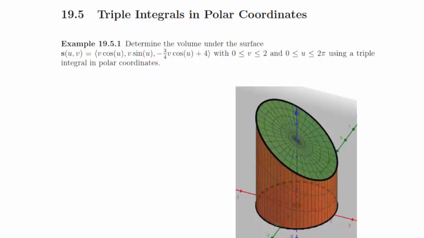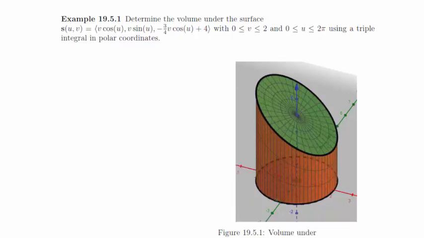Example 19.5.1: determine the volume under the surface, the vector function in two variables, s of u comma v equals the vector v cosine of u comma v sine of u comma negative 3/4 v cosine of u plus 4, with 0 less than or equal to v less than or equal to 2, and 0 less than or equal to u less than or equal to 2 pi, using a triple integral in polar coordinates.